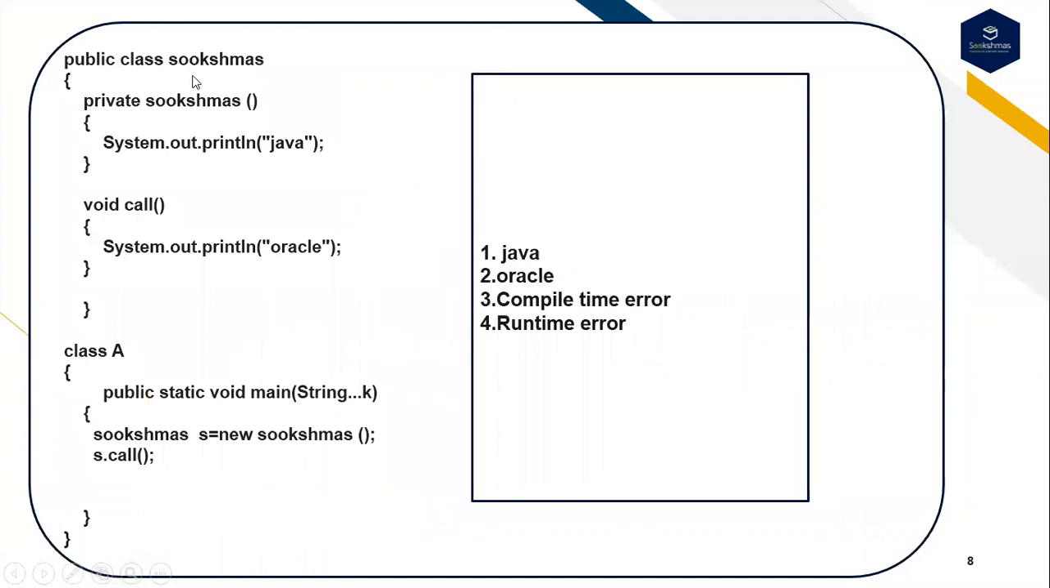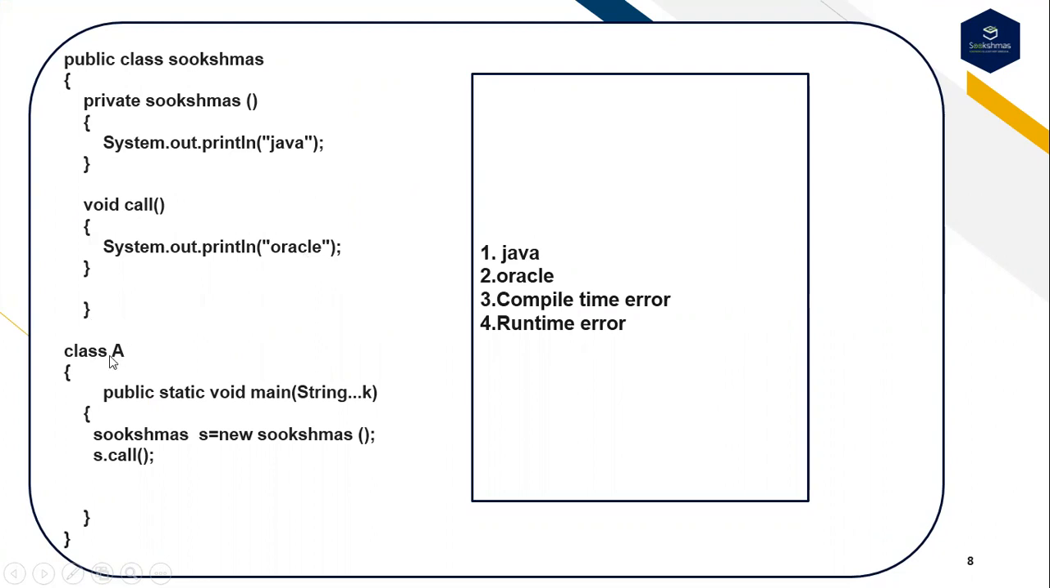This is the first question: public class Sukshmas and private Sukshmas. This is the private constructor of the class. Here I'm printing System.out.println of Java. And here this is the method void call, where I'm printing Oracle. This is the end of the class Sukshmas.